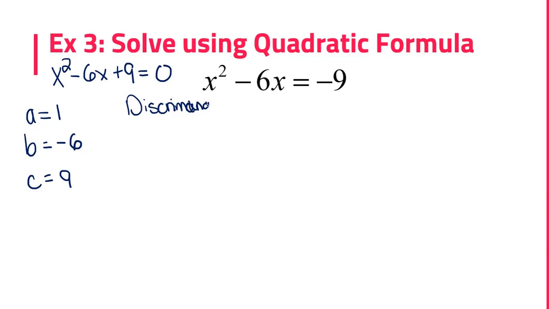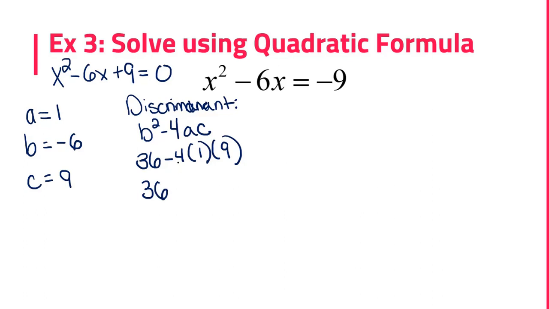Again, let us just find our discriminant because it makes our life a little bit easier. Oh, discriminant. Can't spell to save my soul tonight. All right, so that is b squared minus 4 times my a times my c. So b squared, negative 6 squared, is a positive 36 minus 4 times my a times my c. So 36. Negative 4 times 1 times 9 is negative 36. I get 0 for my discriminant. That means I'm going to have one real solution.